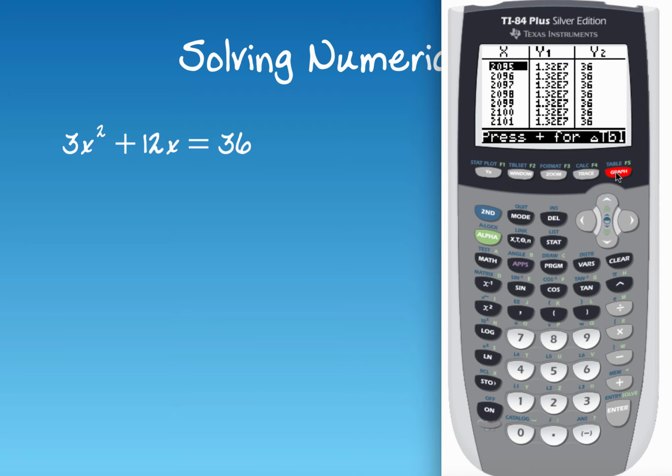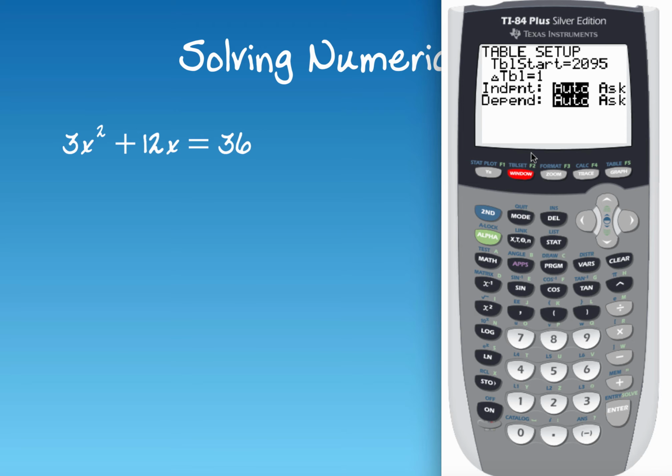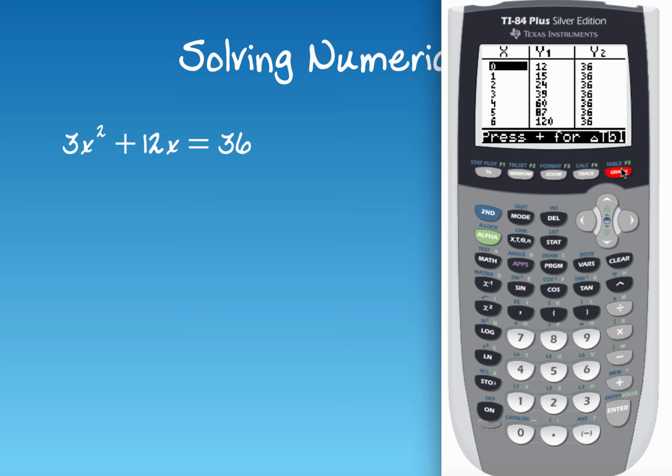Okay, instead I'm going to look at my table. I noticed that my table has been set to another problem that I had done earlier, so I'm going to reset it. So second and then the window key, I'm going to start it at 0 and have it count up by ones. Okay, so we're looking at where y1 and y2 are equal.